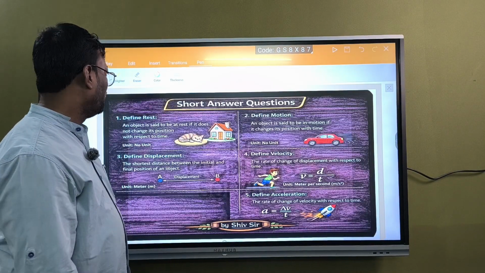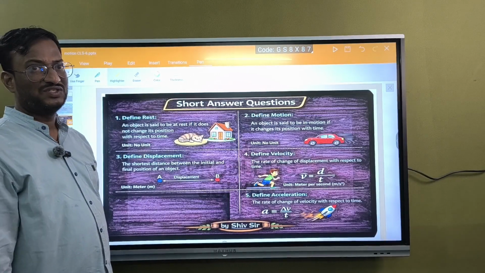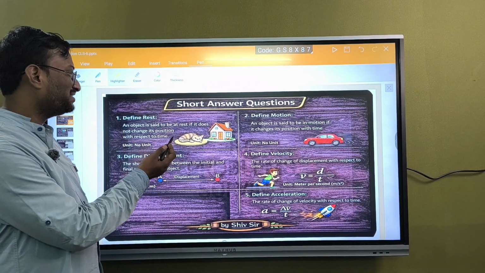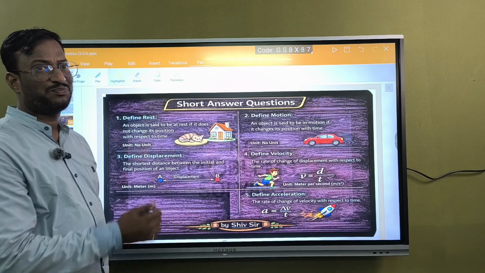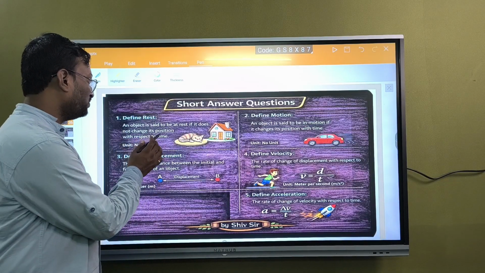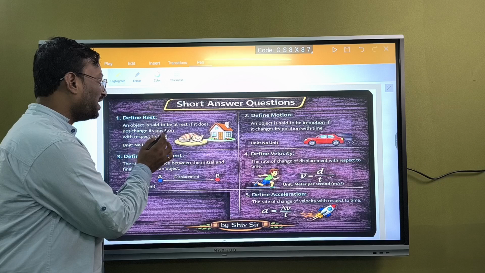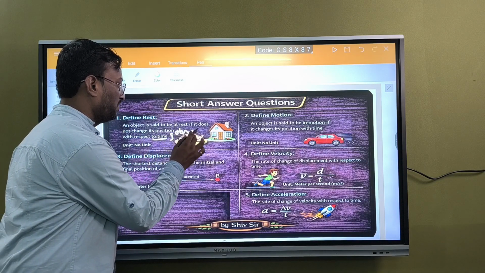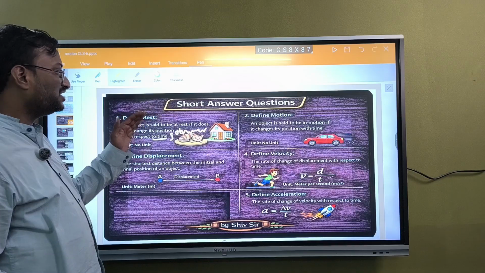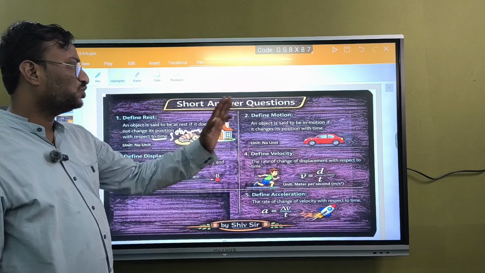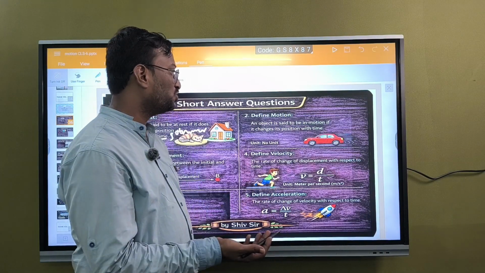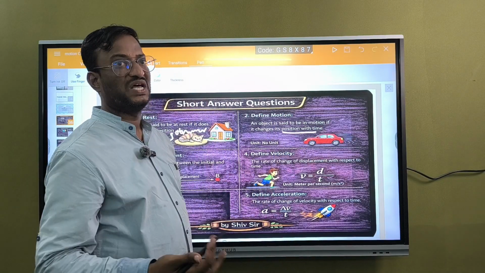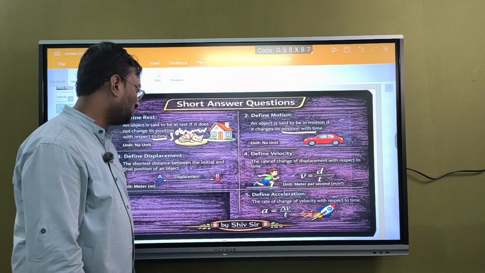See now, define rest. So what is rest? Already we have discussed. An object is said to be at rest if it does not change its position with respect to time and observer. Okay, and for the rest there is no unit. And what is motion? An object is said to be in motion if it changes its position with time and observer, and there is no unit for both the things.